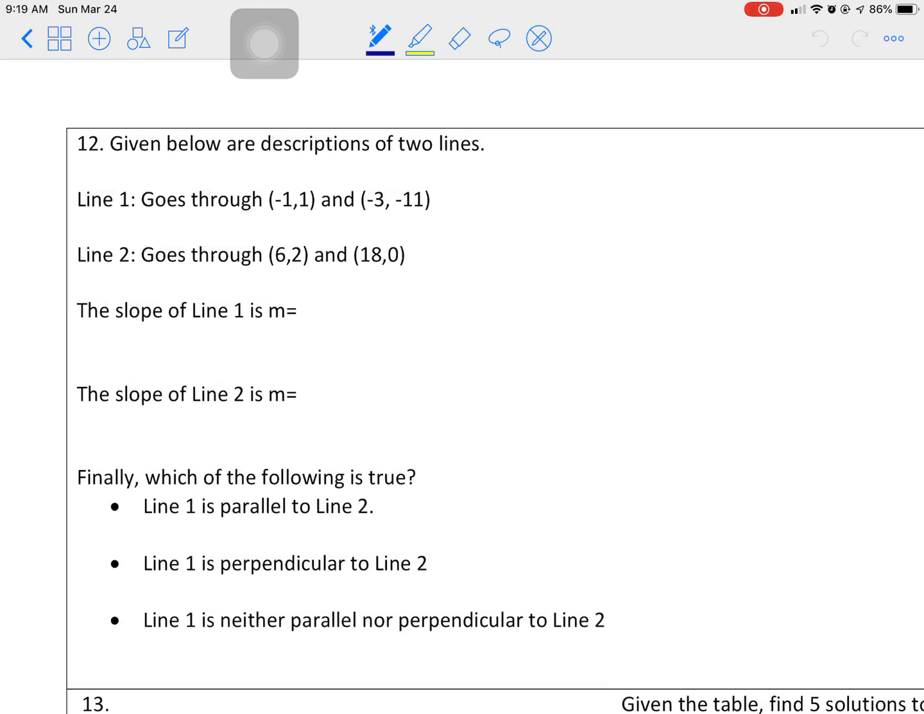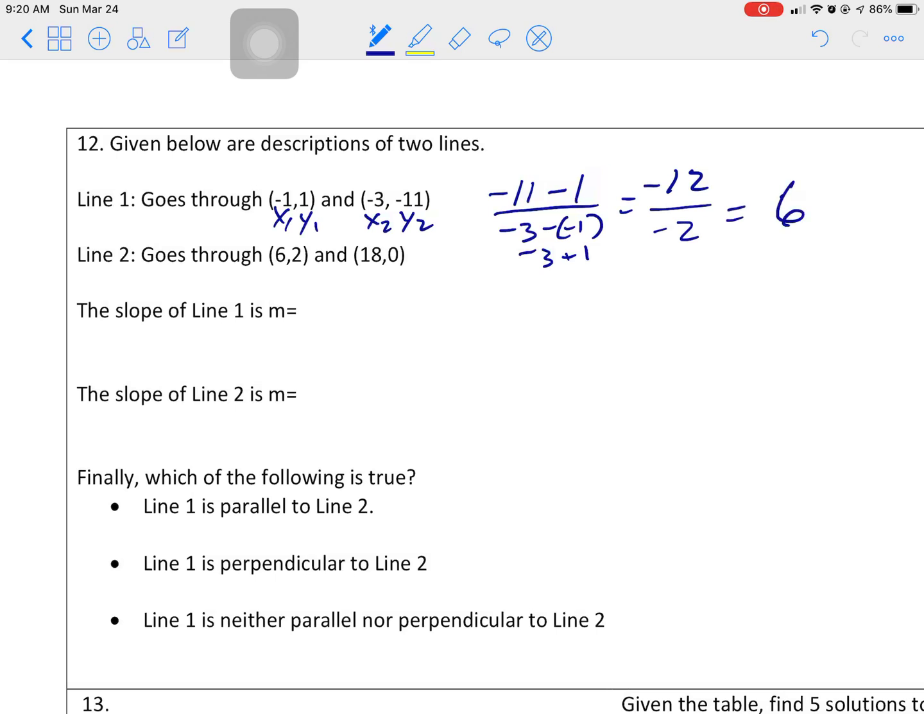Find the slope. X1, Y1, X2, Y2: negative 11 minus 1 over negative 3 minus negative 1 is negative 12 over negative 3 plus 1, which is negative 2, which is a positive 6, I believe. Let me get the paper. I don't have the page. Yes, okay. So that's a 6.